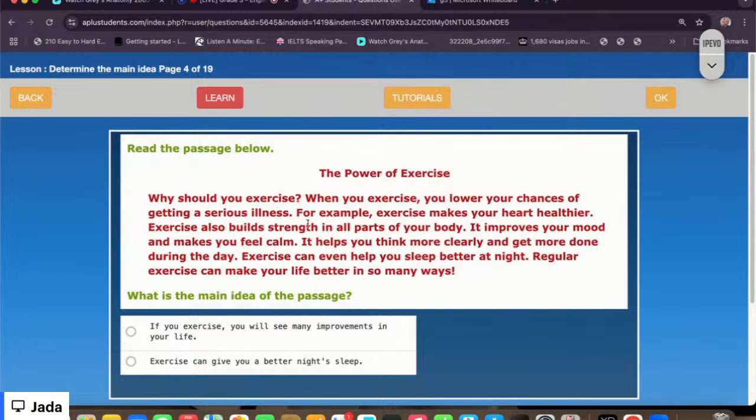All right, why should you exercise? When you exercise, you lower your chances of getting a serious illness. For example, exercise makes your heart healthier. Exercise also builds strength in all parts of your body. It improves your mood and makes you feel calm. It helps you think more clearly and get more done during the day. Exercise can even help you sleep better at night. Regular exercise can make your life better in so many ways. So what is the main idea here?